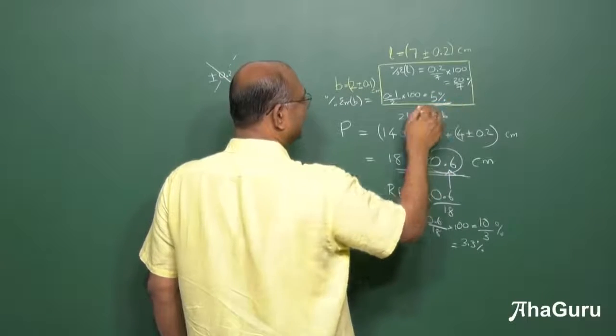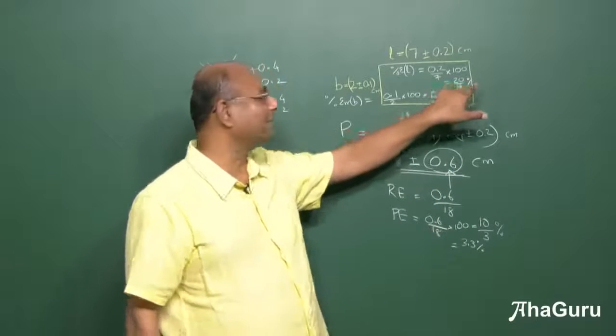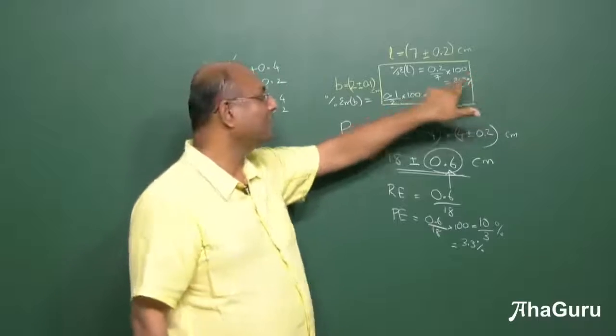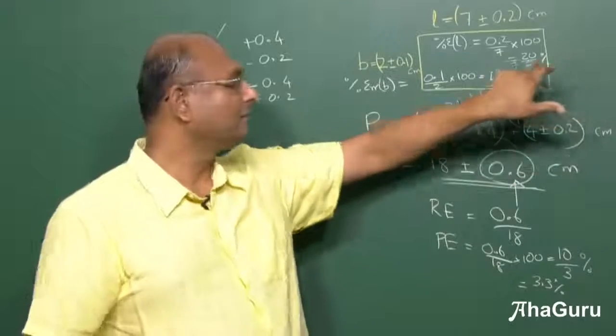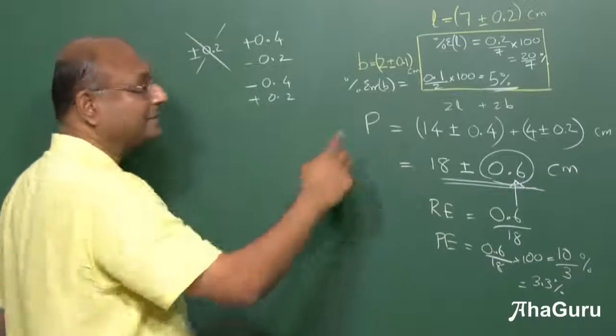Can you see that this error is 5%, this error is 3.3%, and that is 20 by 7? It's almost less than 3 because 21 by 7 would be 3. So this is less than 3%. Okay, so this tells you how to calculate error percentages.